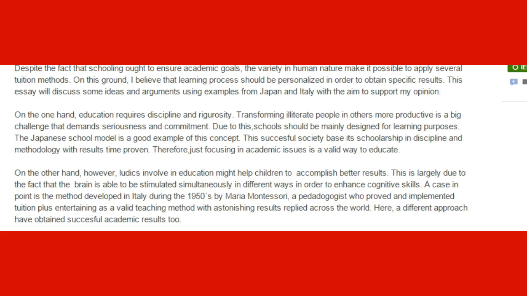On this ground, I believe, or we could say several distinct tuition methods, or different tuition methods. On this ground, I believe that the learning process should be personalized in order to obtain specific results, or in order to obtain optimum results, may be more accurate. This essay will discuss some ideas and arguments using examples from Japan and Italy with the aim to support my opinion. Wonderful. Genius. Clean, crisp, clear.